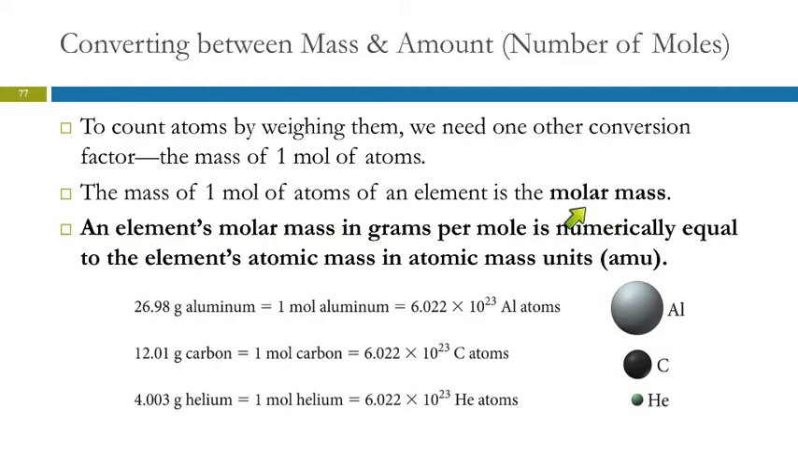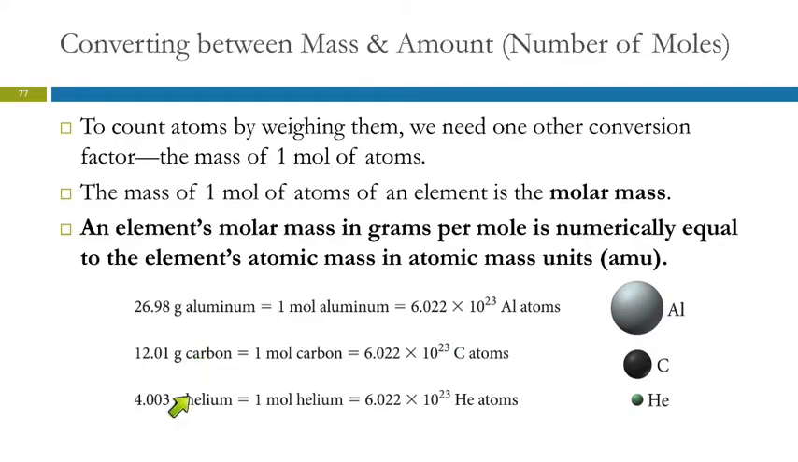So molar mass is the mass of a mole. Has nothing to do with teeth. So 26.98 grams of aluminum is the number under aluminum's symbol on the periodic table. That's its molar mass. That's the mass of 1 mole of aluminum. And 1 mole of aluminum is Avogadro's number of aluminum atoms.